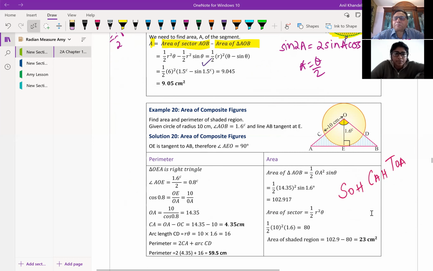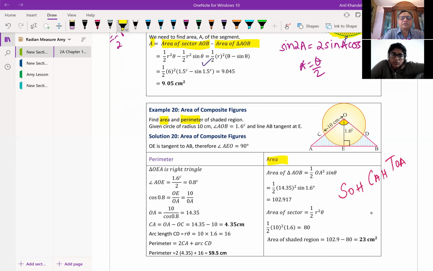Yeah. So example 20, area of composite figures. Find the area and perimeter of the shaded region, given that the circle's radius is 10 centimeters, the angle AOB is 1.6 radians, and the line AB is tangent at E. Correct. So here we need to find both things, area and perimeter.